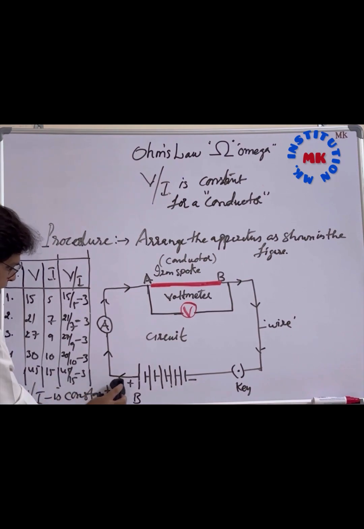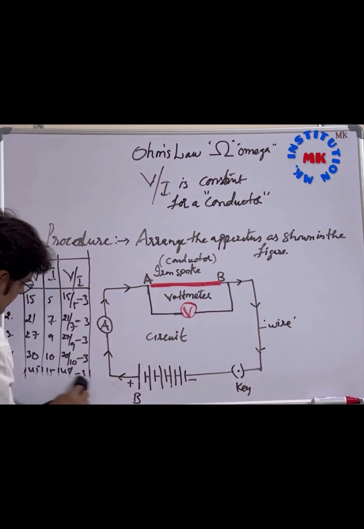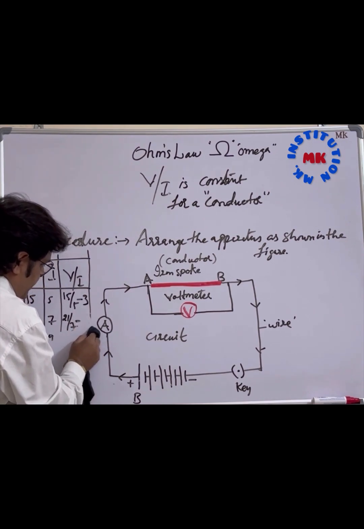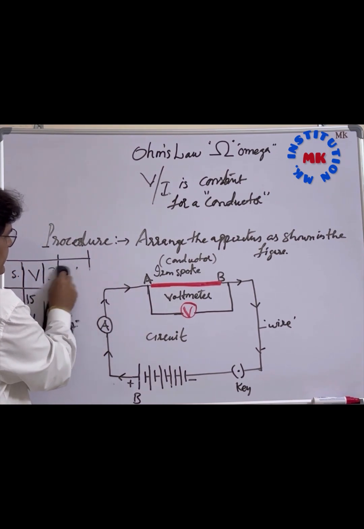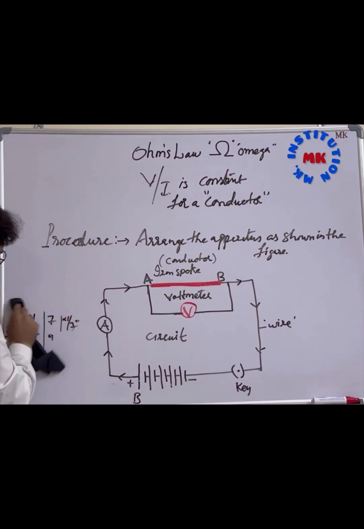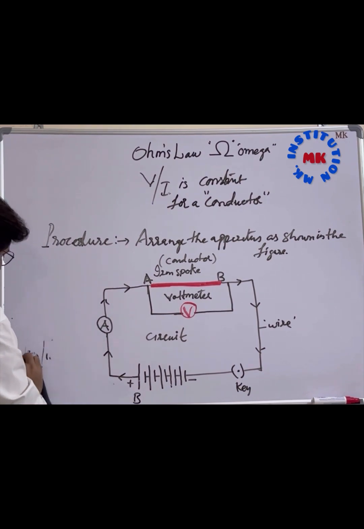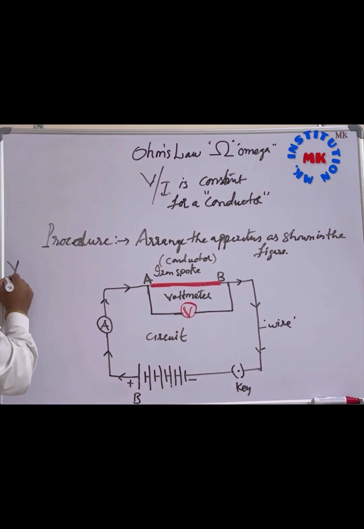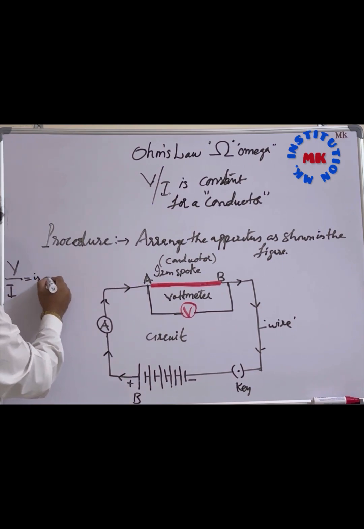This is only an example. Actually, when we do this experiment along with the batteries, the readings will be different, but their ratio will be the same, equivalent. Clear? So what is the ratio we got here? V by I is nothing but a constant.